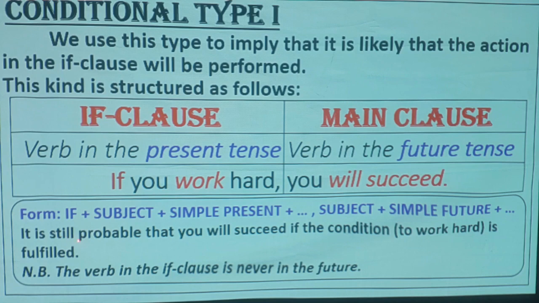Good. Next, it is still probable that you will succeed if the condition to work hard is fulfilled. يعني كاين إمكانية باش بنادم ينجح في امتحان أو في عمله. شنو إذا كان هذا بشرط to work hard is fulfilled يعني عملية العمل الجاد أنجزت. كملاحظة the verb in the if clause is never in the future. So the main clause takes the future tense.